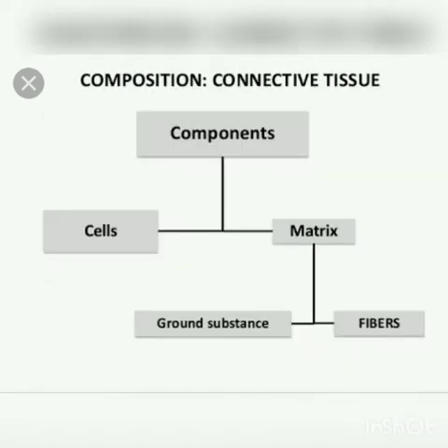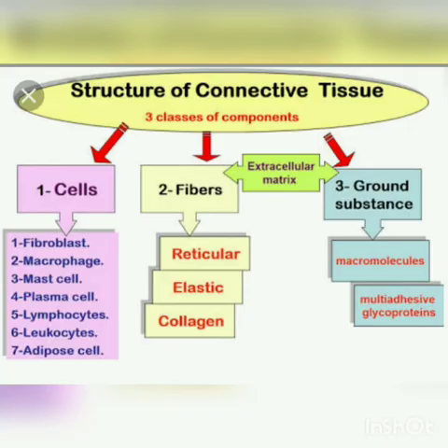So what are the components of connective tissue? All connective tissue consists of three main components, namely fibers, ground substance and cells. The fibers of connective tissue provide support. Three types of fibers are found in this connective tissue matrix. They are collagen, elastic and reticular fibers. Fibers se moonu vidham: collagen, elastic and reticular fibers.